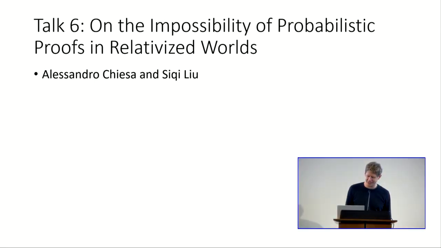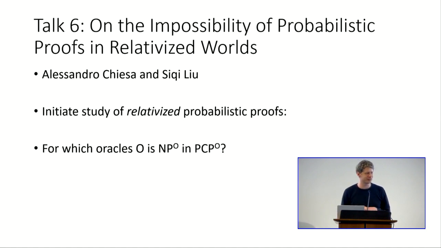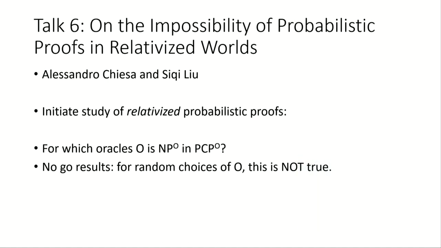All right, and the final talk of the session will be on the impossibility of probabilistic proofs in relativized worlds by Alessandro Chiesa and Siqi Liu. Here they're going to be initiating the study of relativized probabilistic proofs. You can think of it as asking questions like, for what oracles O is NP to the O contained in PCP to the O with some particular parameters? This paper is interesting because it has lots of no-go results saying that for certain random choices of O, this is not possible, and the fact that PCPs are not possible in some of these relativized worlds has some interesting things to say about cryptography.